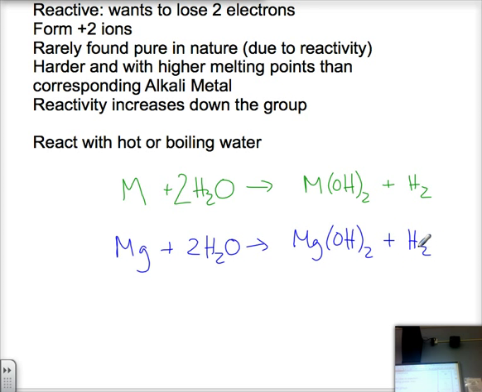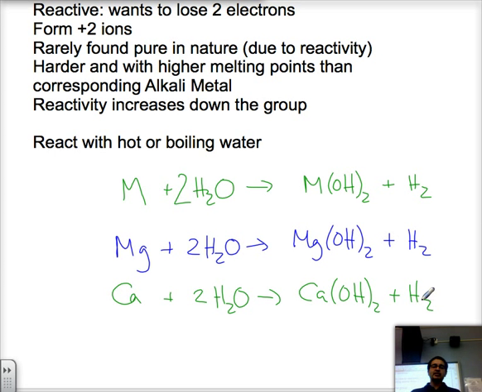Or if you had calcium, this would also react to give you calcium hydroxide with some hydrogen. Calcium will react much more quickly than magnesium.